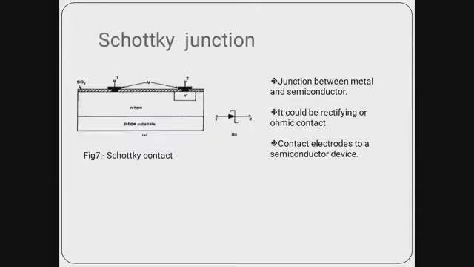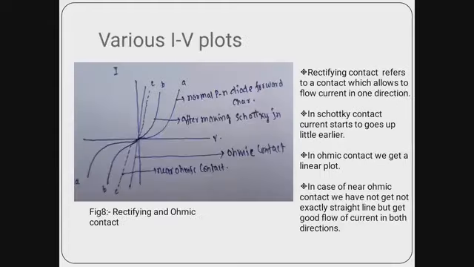But in case of Schottky junctions, we have used metal in between substrate and insulator. These are the electrodes which are connected across the surface of the semiconductor material. This is the various IV characteristics plot I have explained over here.